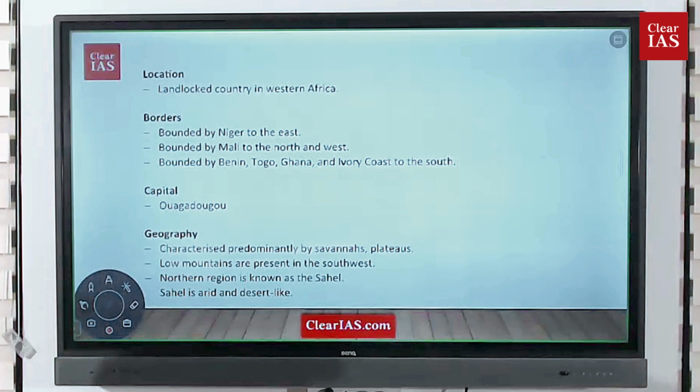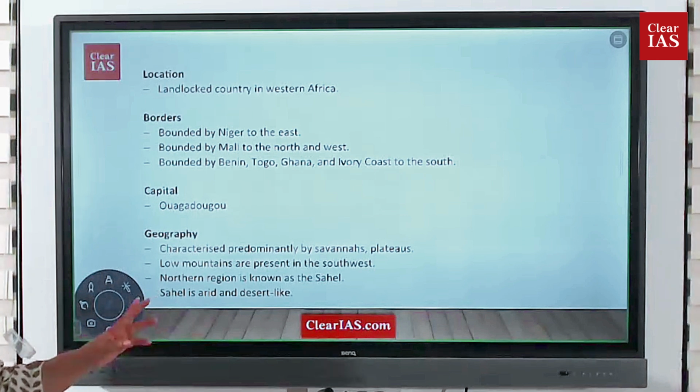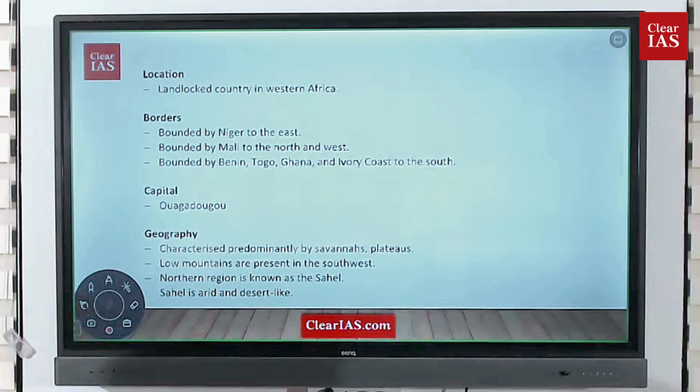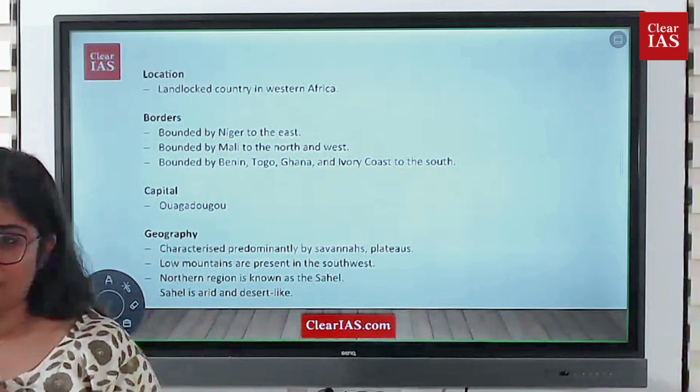What is the importance of this particular region? It has savannas, plateaus, and low mountains, and in the northern region you can find the Sahel. We'll talk about the Sahel later. The Sahel region is desert-like, but at the same time it is not exactly desert.